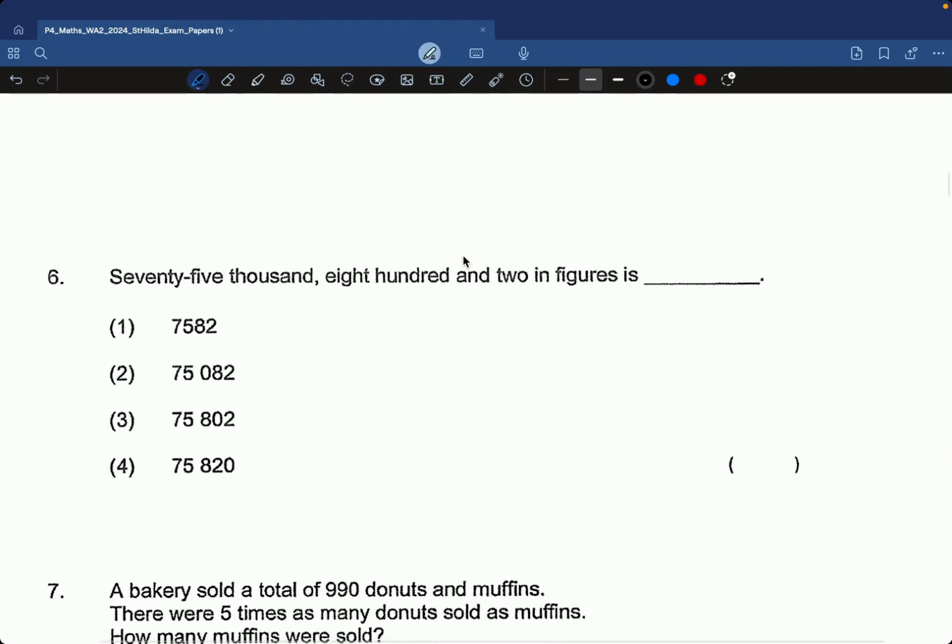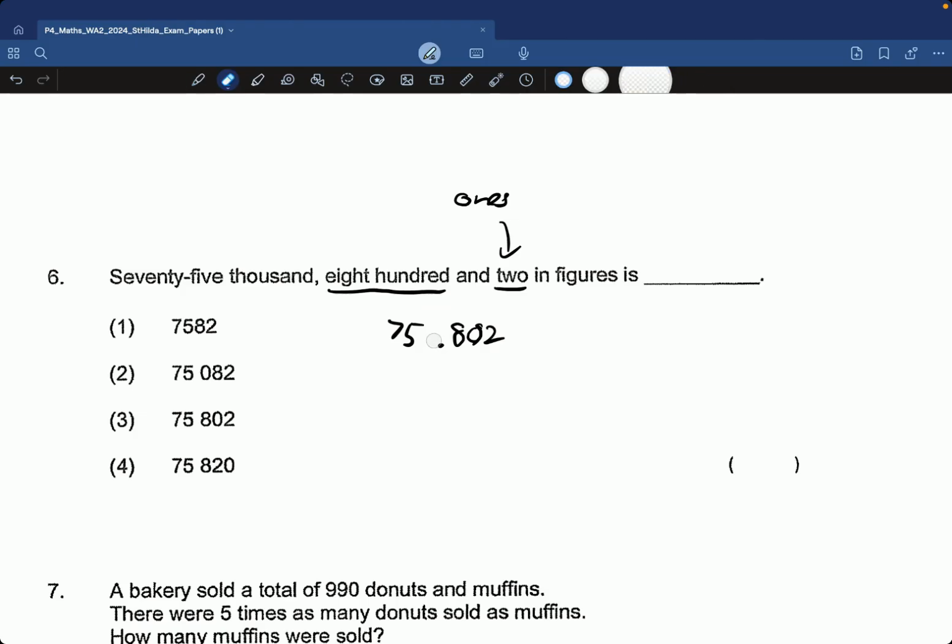Question 6 over here. 75,802 in figures is, so when we write down 75, and then if you remember previously, we have 1,000 space, and then we have this 800, so it's 800, okay? And then we have 2, so 2 is in the ones place. So that means it will look something like this. So 75,802.